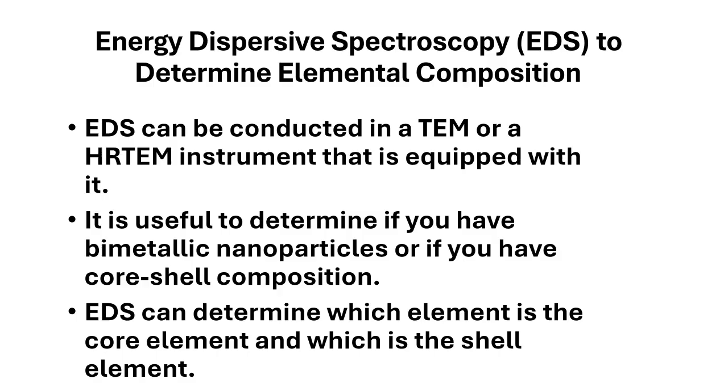An electron from a higher energy level drops down to fill the vacancy. This transition releases energy in the form of a characteristic X-ray specific to the element. The EDS detector measures the energy and intensity of these X-rays. By using EDS, it is possible to determine which element is the core element and which is the shell element.